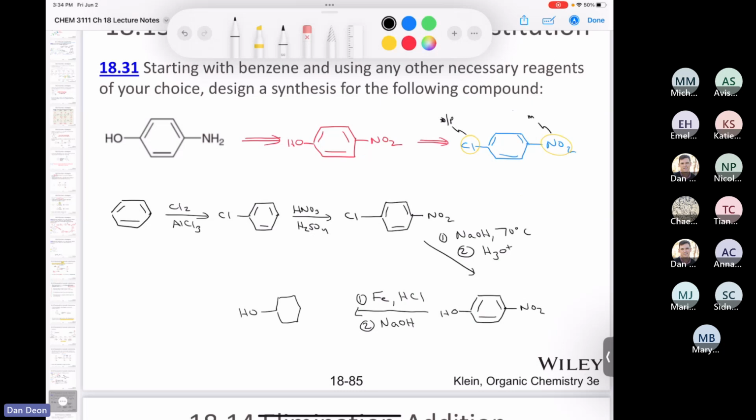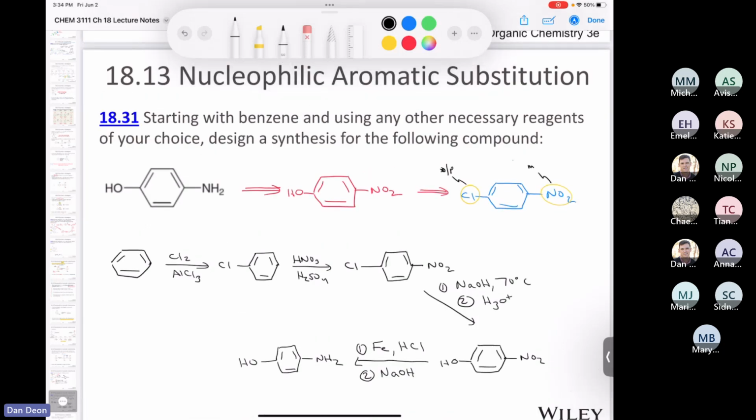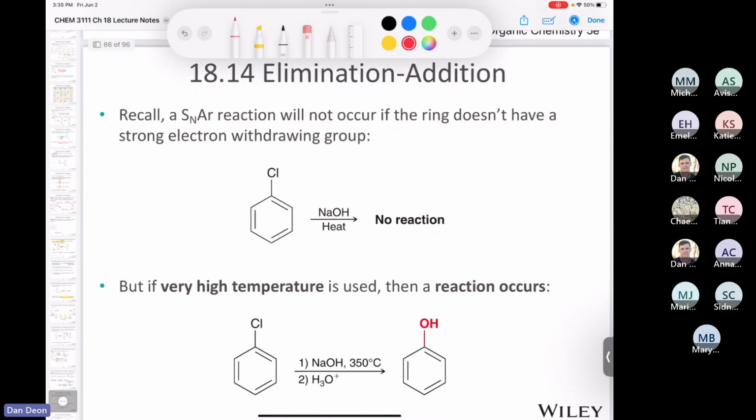So again, if you like puzzles, that's kind of what this chapter is like. You've got to memorize all the reactions and then know how to use them to solve a puzzle like this one. Okay, so that covers SNAR chemistry. So again, this reaction here is our SNAR reaction, and that brings us to the very last section of new chemistry, which is elimination addition.